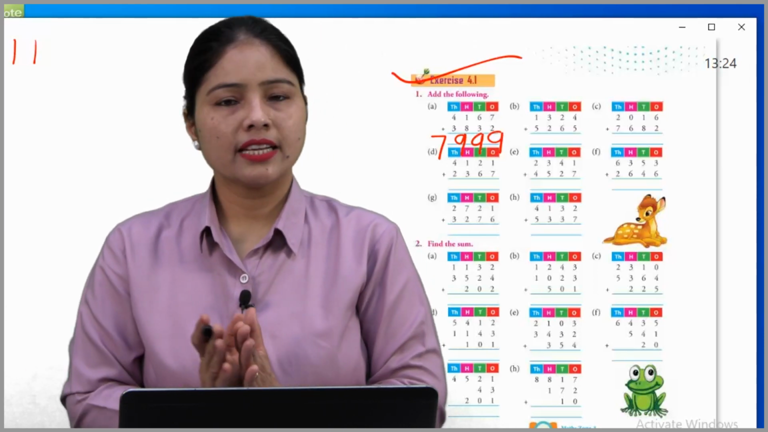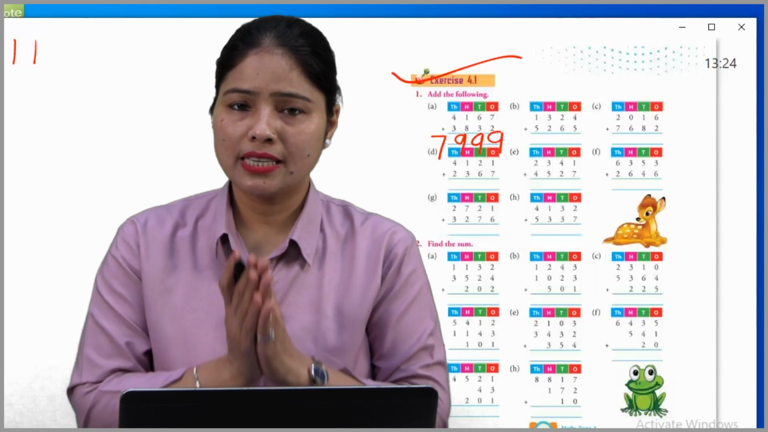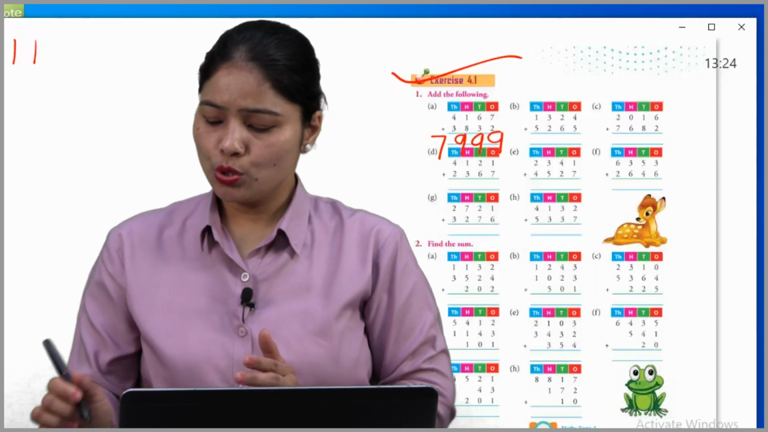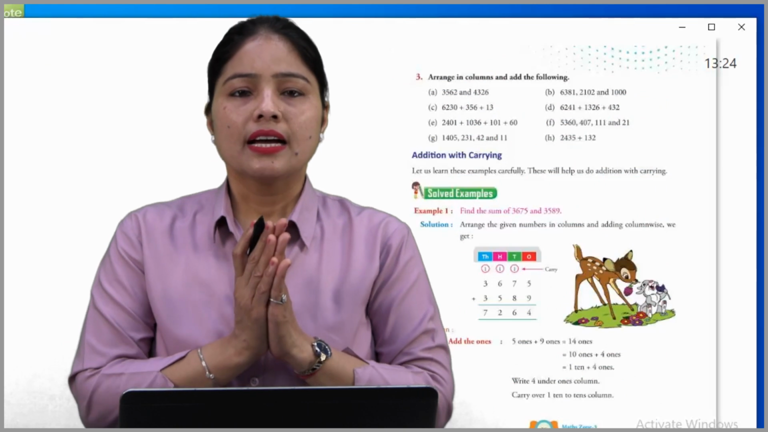Similarly, these are the other examples given here. You have to solve those answers yourselves. So now move on to the next one.